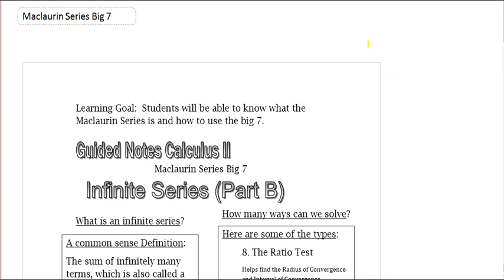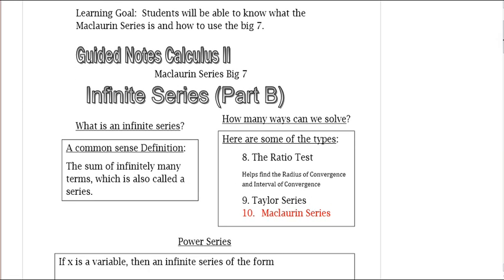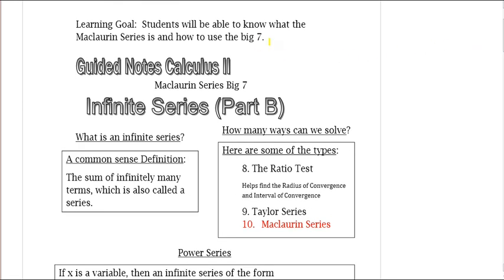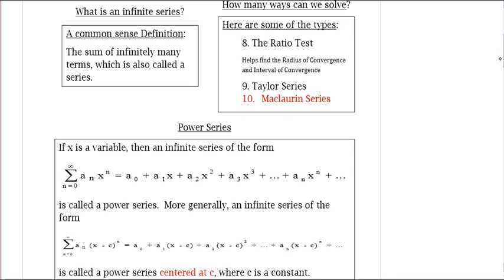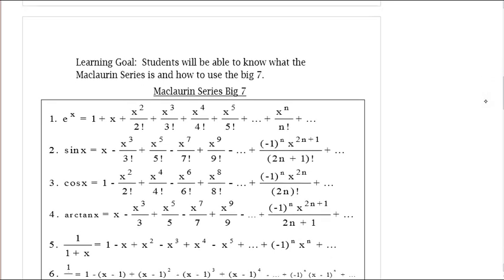Okay, in this video we're going to take a look at the Maclaurin series. This is called the Big 7. This is a really cool topic. So, learning goals: students will be able to know what a Maclaurin series is and how to use the Big 7. So remember, a Maclaurin series is just a Taylor series centered at 0. So let's go ahead and just dive into it.